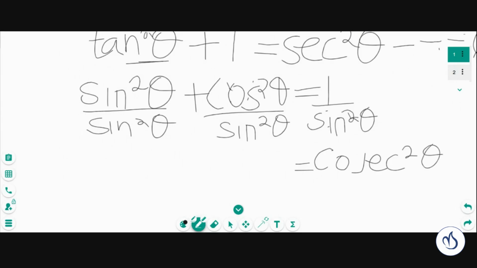I have written cojec. Let me remove the j. It's cosec. Sine squared over sine squared, we get a 1 plus cos squared over sine squared. Cos squared over sine squared gives us a cot squared.